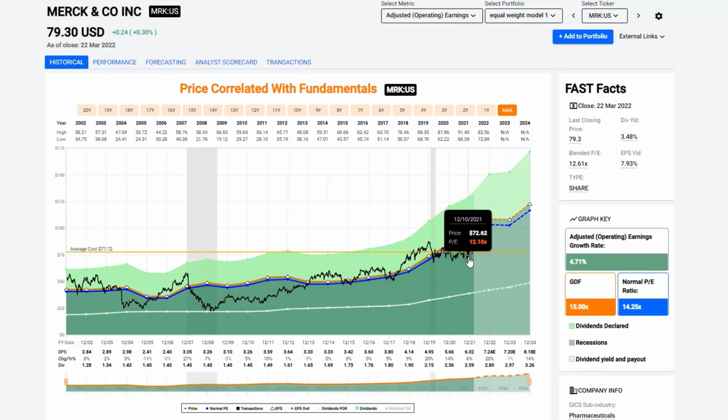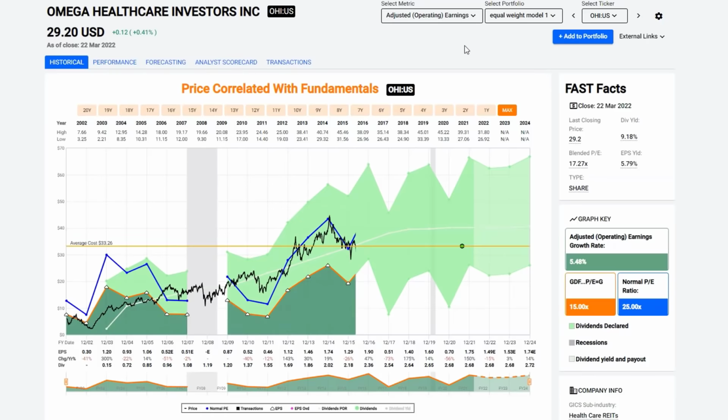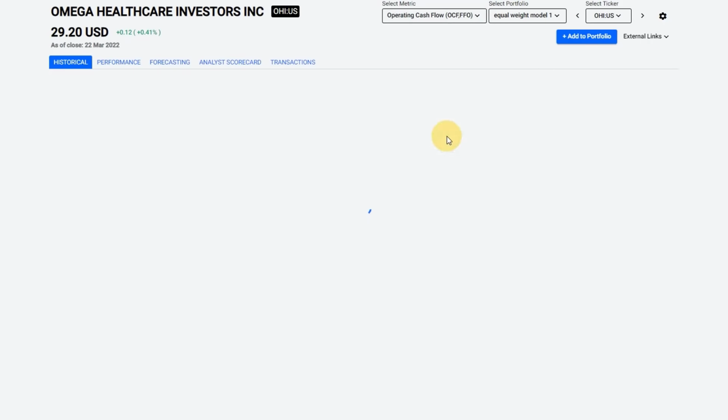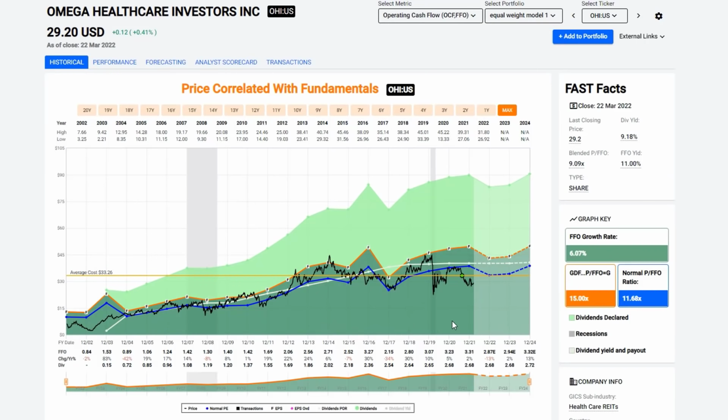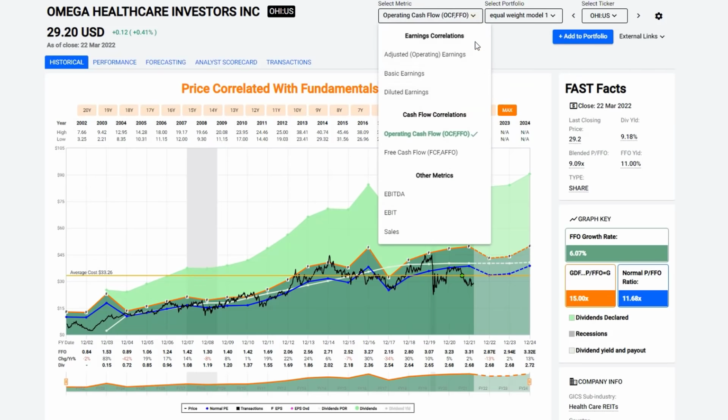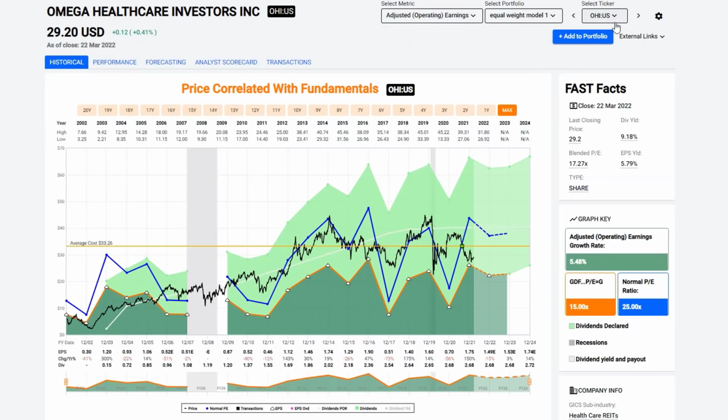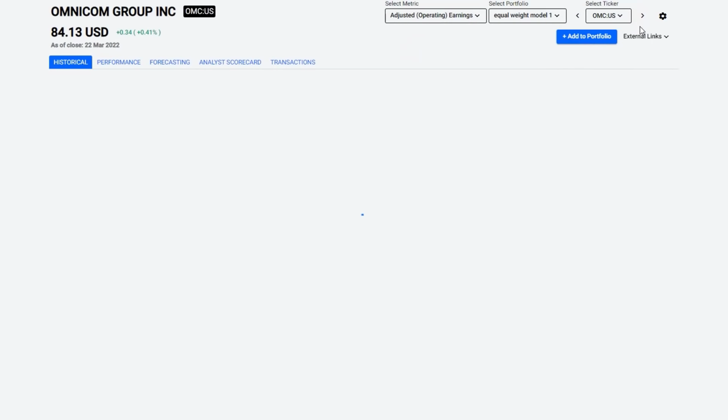Merck has been kind of volatile over this period of time, but it's slightly in positive territory today. If you look at Omega, it's actually down. You've got to look at Omega from a standpoint of funds from operations. It has dropped, but it is giving us a 9% dividend yield, which is taking a lot of the pain away from a standpoint of what's happening to the stock price.